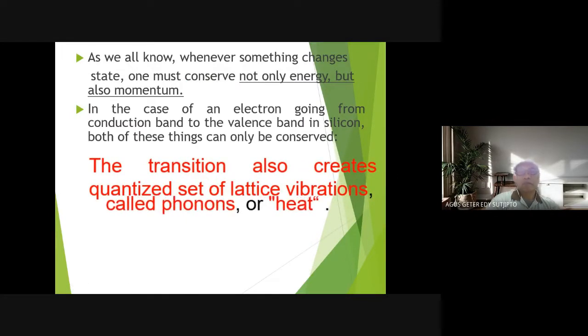So the changing of state, like in silicon just now with the 1.1 electron volt, from the bottom of the level in the conduction band to the top of the valence band, there will be a change in the states. In changing state, one must conserve not only energy but also momentum.